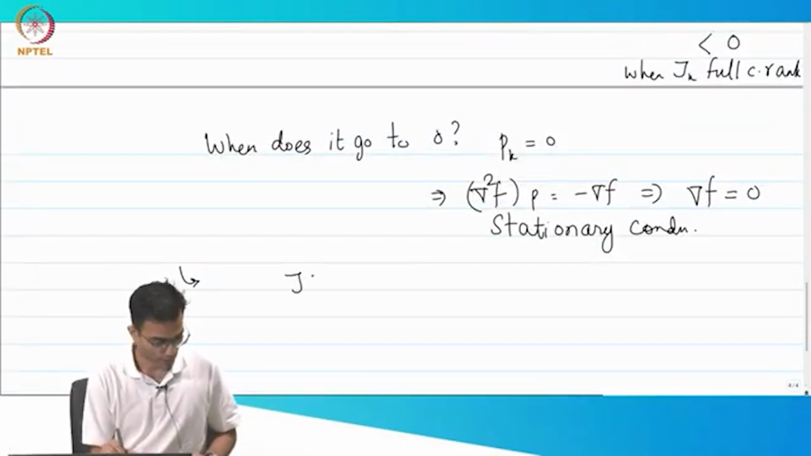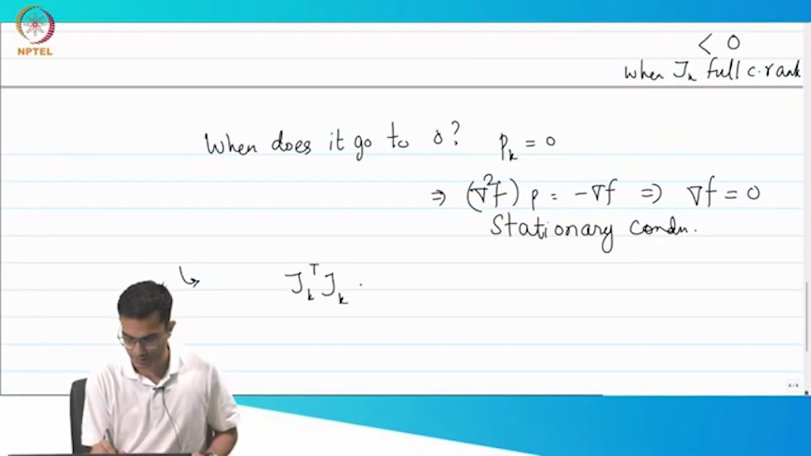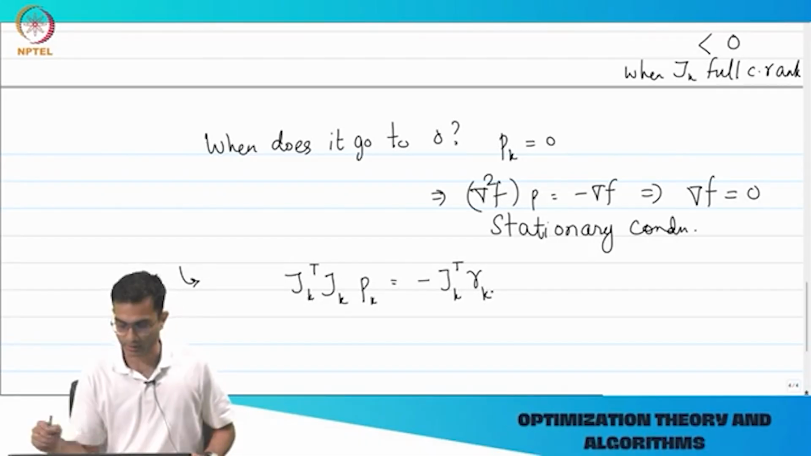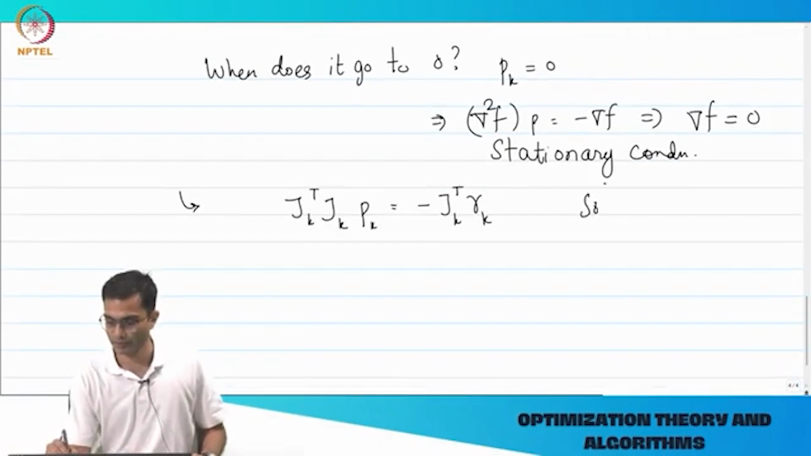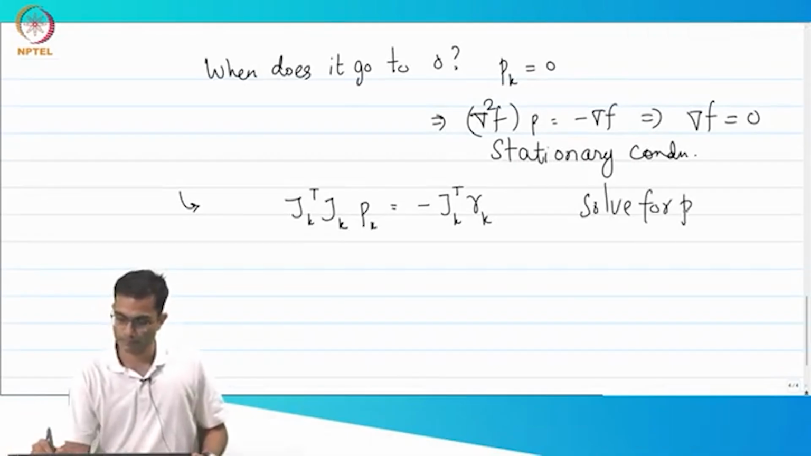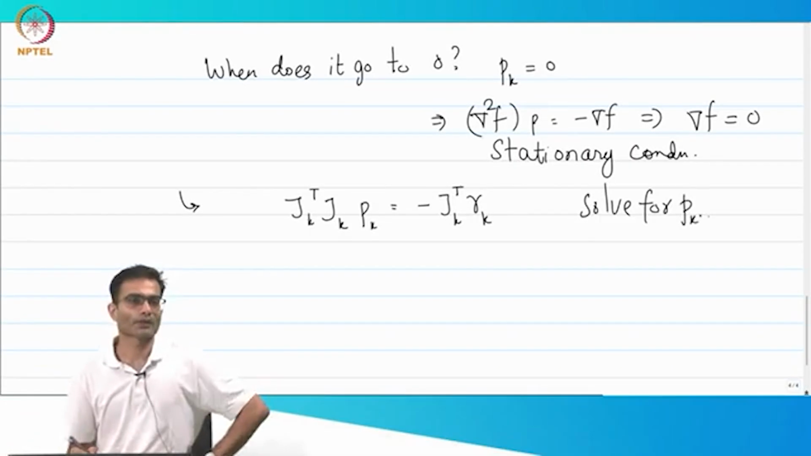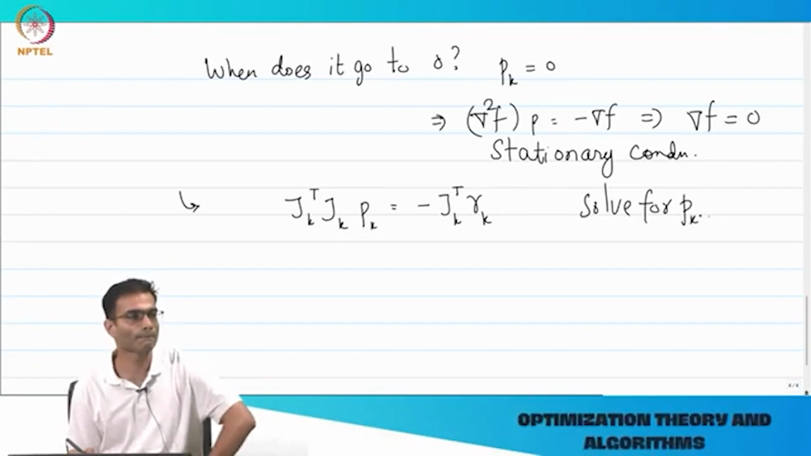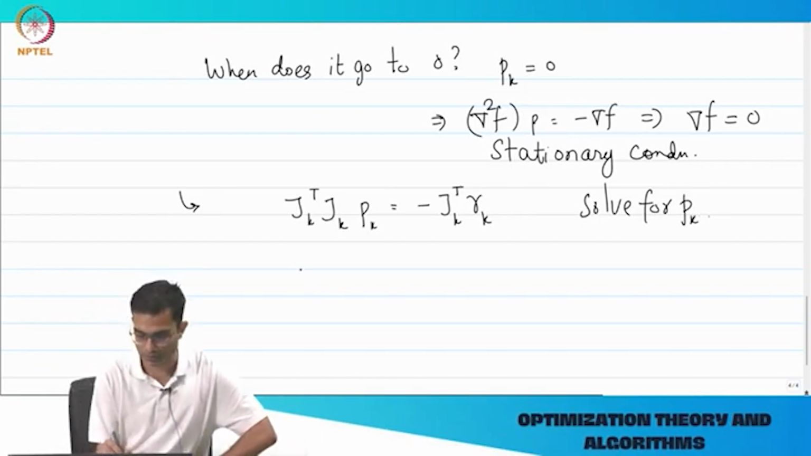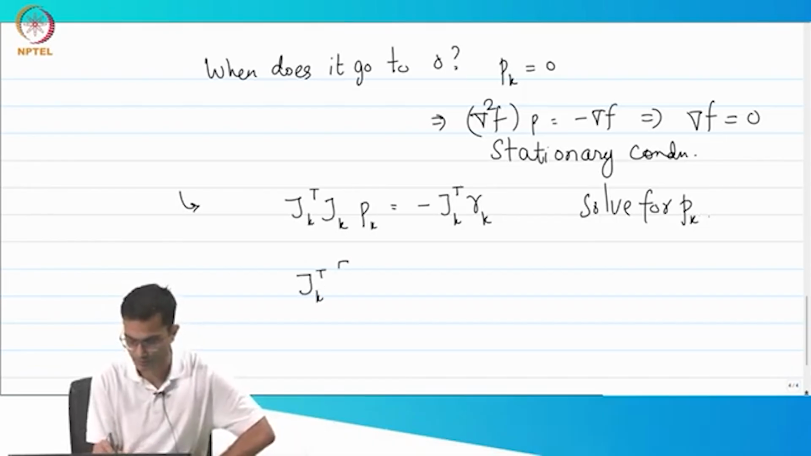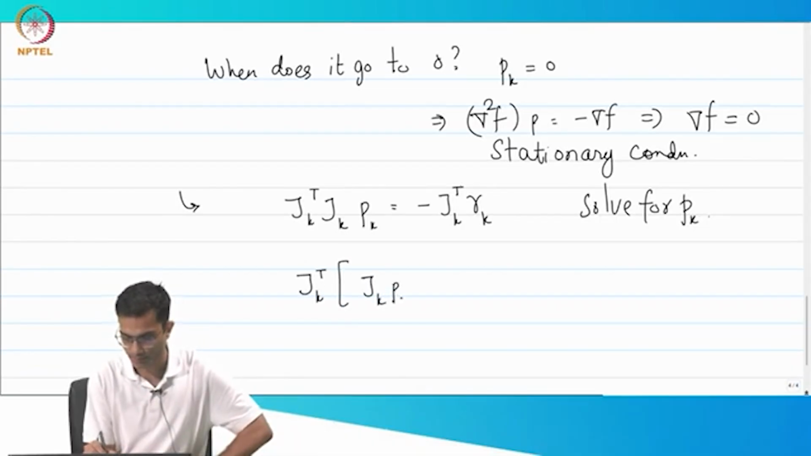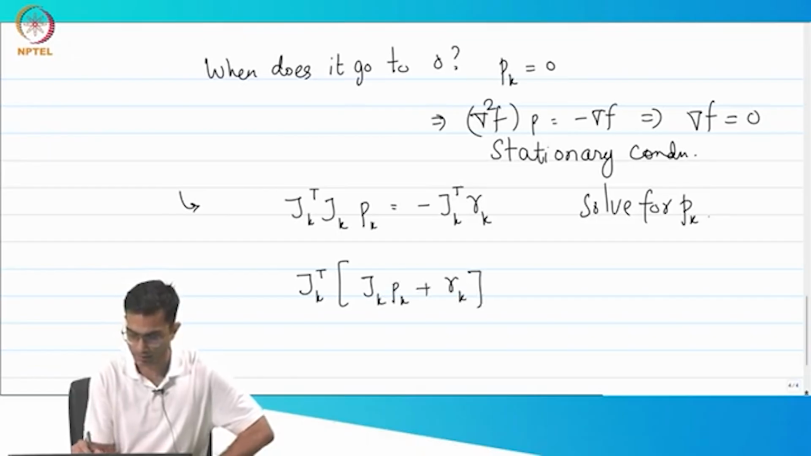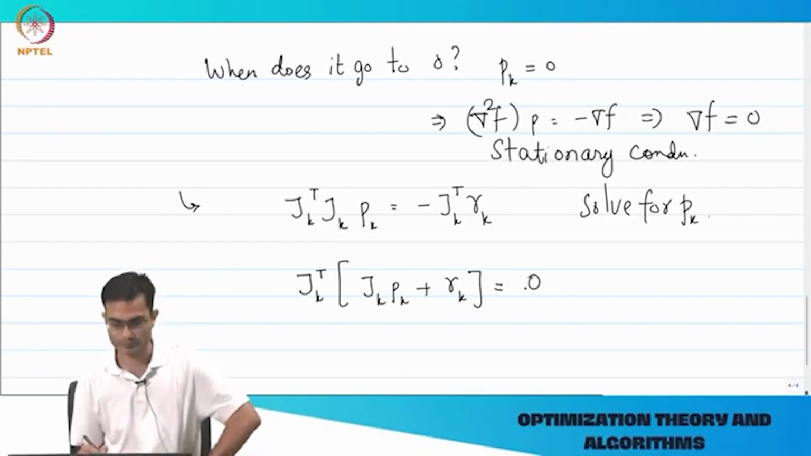J_k transpose J_k times P_k is equal to minus J_k transpose R_k. This is what we have to do, solving for P_k. We can do a little bit of algebra over here. Can I take some term common from both? J_k transpose can be pulled out, right? So, this is the same as saying that J_k transpose times (J_k P_k plus R_k) is equal to 0.